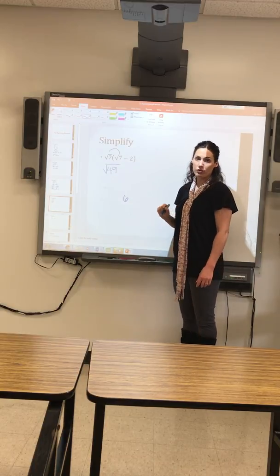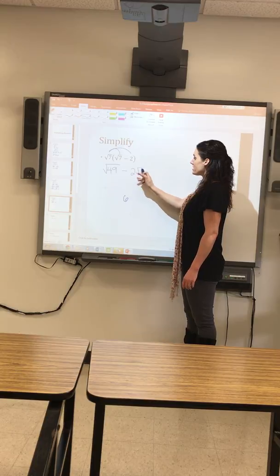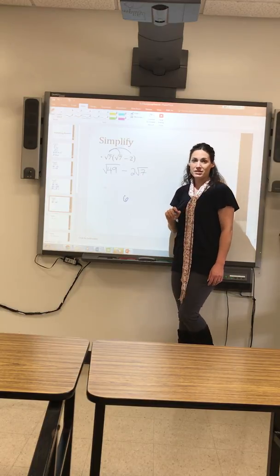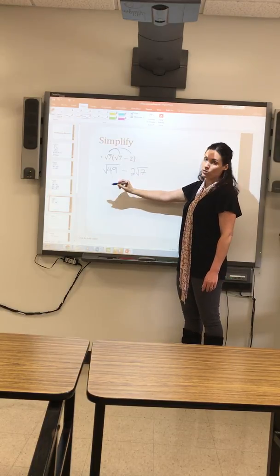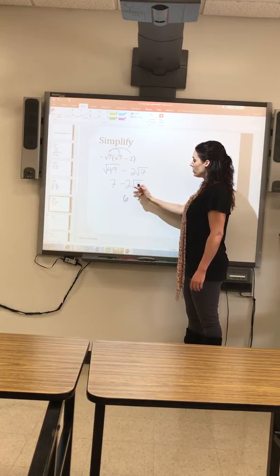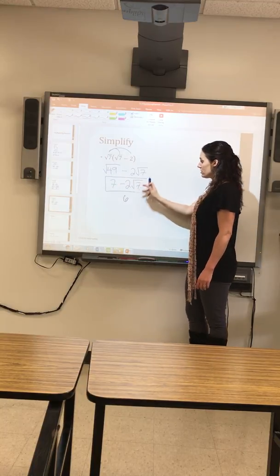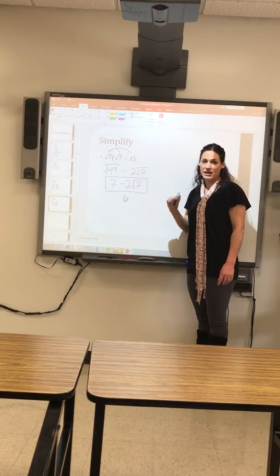You'd end up with a square root of 49 minus 2 square root 7. This one gets completely simplified at the beginning because square root of 49 is 7. So it's 7 minus 2 square root 7. These cannot be added together because that has a radical. That one does not. They cannot be combined.